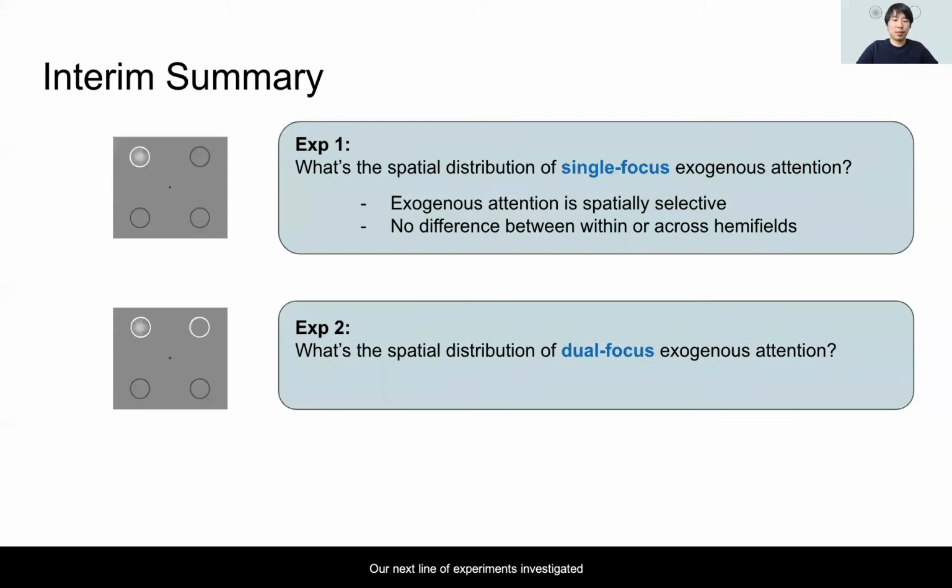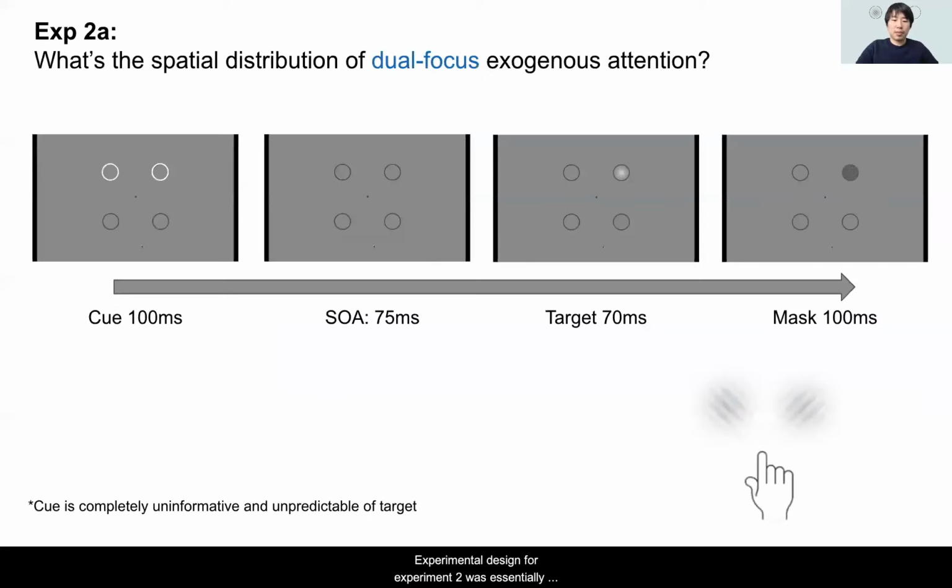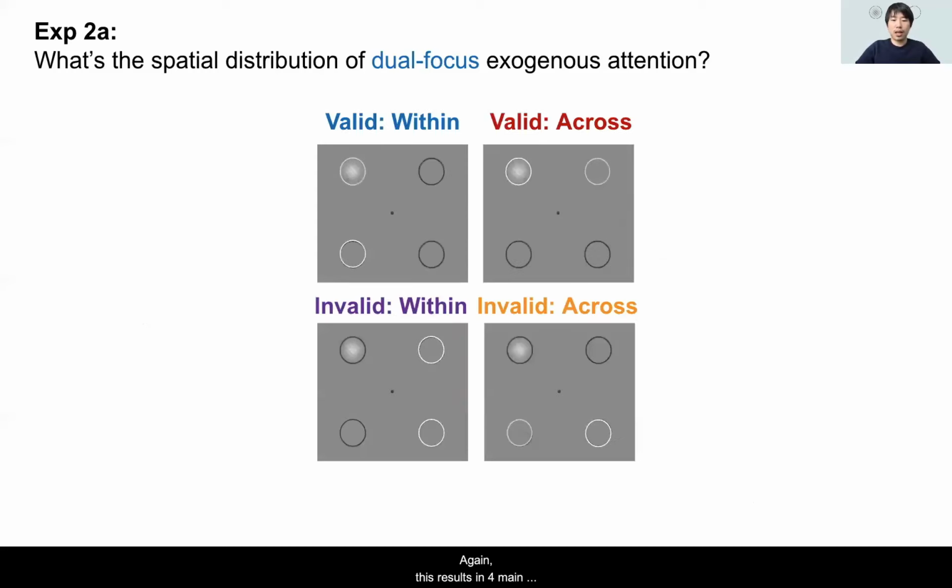Our next line of experiments investigated spatial distribution of dual focus attention. This is particularly interesting since if there are any hemifield effects, showing two cues within the hemifield or across the hemifield might be more sensitive in revealing interesting hemifield differences. Experimental design for experiment 2 was essentially identical to experiment 1, but this time two of the locations were cued before the target. Again, this results in four main conditions for the analysis.